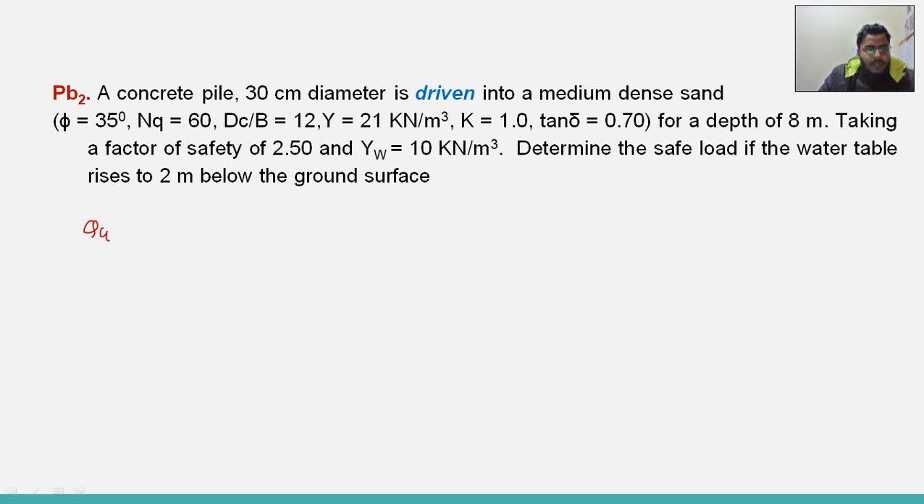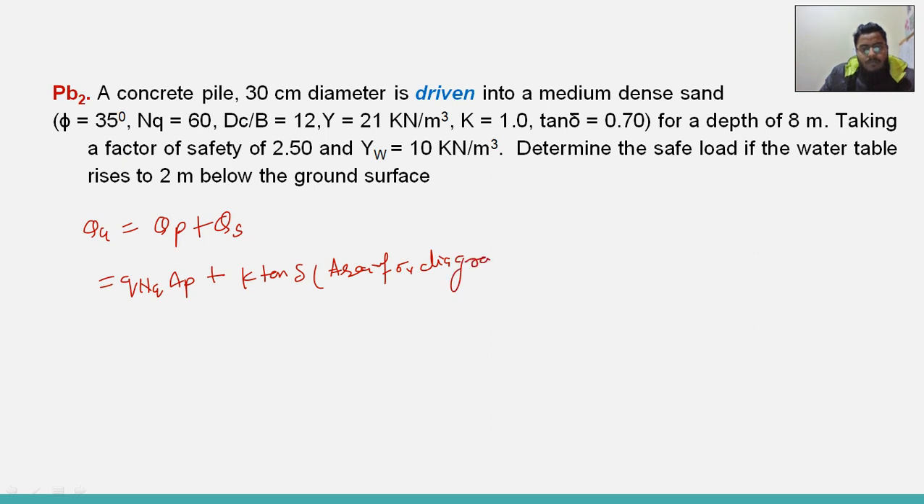Okay, so now we will calculate the ultimate load, QU, that is QP plus QS. QP is Q times AP, plus K tan delta into area of the CV diagram into pile perimeter. Q, the vertical stress at the depth, is given as 59.6. NQ is given as 60. AP is pi by 4 into D squared, where D is given as 0.3, plus K, that is 1 into 10, that is 0.7.